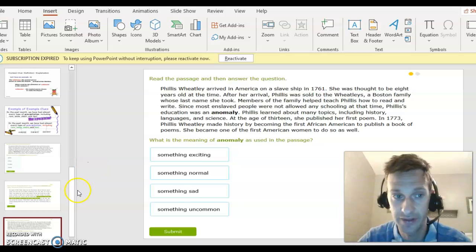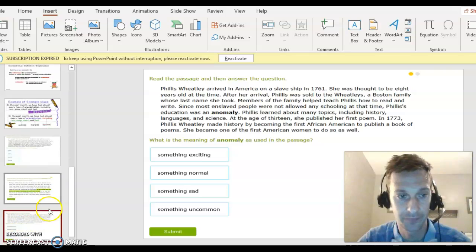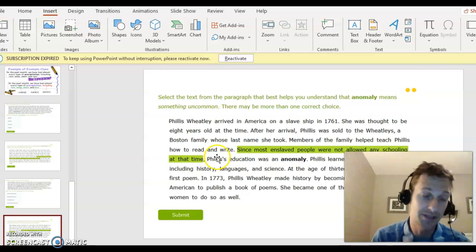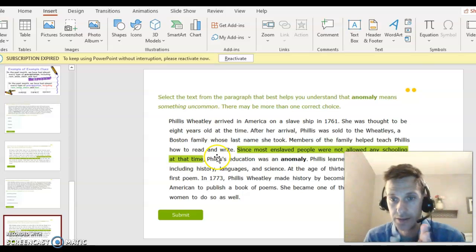It's not giving you the definition. It's not telling you exactly what it is. It's also asking you to infer a little bit, infer the answer. So we know that anomaly would be something uncommon. All right, and how do we know that? Because most enslaved people were not allowed schooling at the time, but she was the opposite. She got schooling.